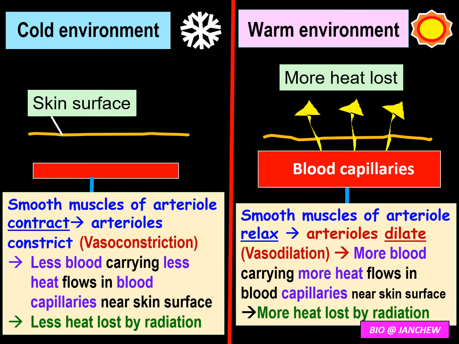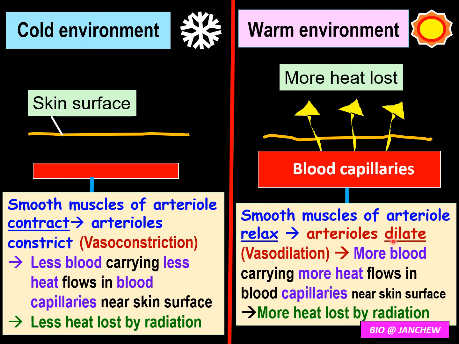Let us now discuss the responses carried out by the structures in the skin when a person is feeling warm and when a person is feeling cold. We'll take the case of the warm environment first. In a warm environment, when the body temperature increases and the person is feeling hot, firstly, the smooth muscles in the walls of the arterioles, which are small arteries, will relax. When these smooth muscles relax, the lumen, the hole inside the arterioles, will become bigger.